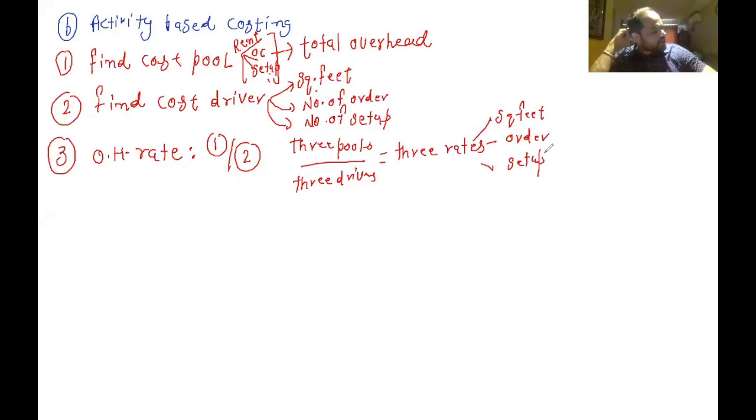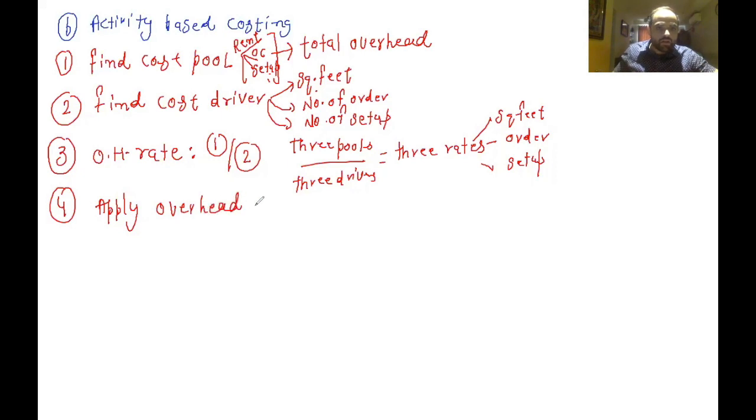Same as we did in our traditional costing. But in traditional costing, we have only one rate because we are using either machine hour or labor hour. In activity-based costing, we cover every single activity that leads to the cost. This could be 3, 4, 5, 6. If you have 6 cost pools, obviously 6 cost drivers and 6 different rates, which affect the overhead cost differently, right? Step 4 is the same as traditional costing, which is apply overhead cost. Apply overhead cost using the rates from step three.